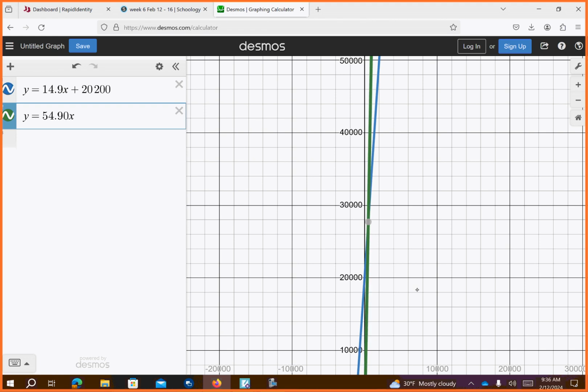We have this break-even point somewhere in here. Click it. So at 505 items, our company is bringing in $27,724.50, which is our break-even point. If we make more than 505 items, we're making profit. We make less than that, we're losing money. And that, my friends.